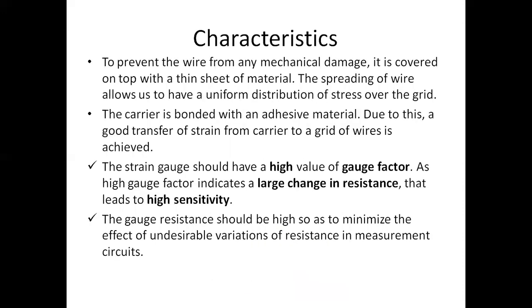So what about its characteristics? To prevent the wire from any mechanical damage, it is covered on top with a thin sheet of material. The spreading of the wire allows a uniform distribution of stress over the grid. The carrier is bonded with an adhesive material, so a good transfer of strain from the carrier to the grid of wires is achieved. The strain gauge should have a high gauge factor, as a high gauge factor indicates a large change in resistance, which leads to high sensitivity. The gauge resistance should also be high so as to minimize the effect of undesirable variance of resistance in measurement circuits.